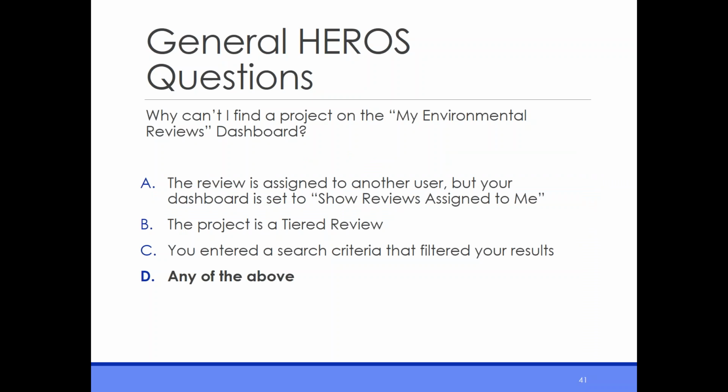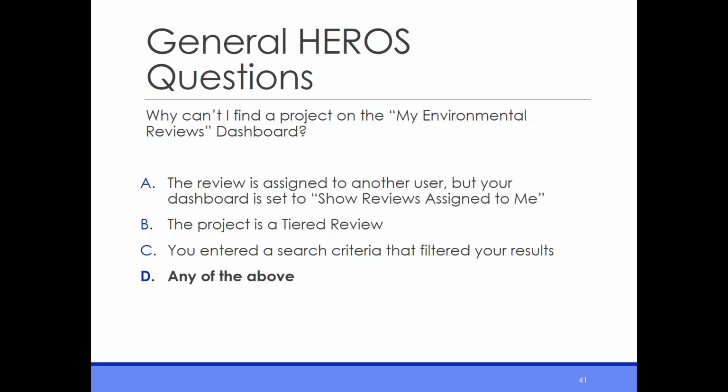By default, when you log in, you're only going to see the reviews that are assigned to you. But if you need to see a review that's assigned to someone else, you just need to toggle to the Show All Reviews view on the dashboard. Toward the top of the screen on the dashboard, press the radio button that says Show All, as opposed to Show Reviews Assigned to Me, and then you'll be able to find it.